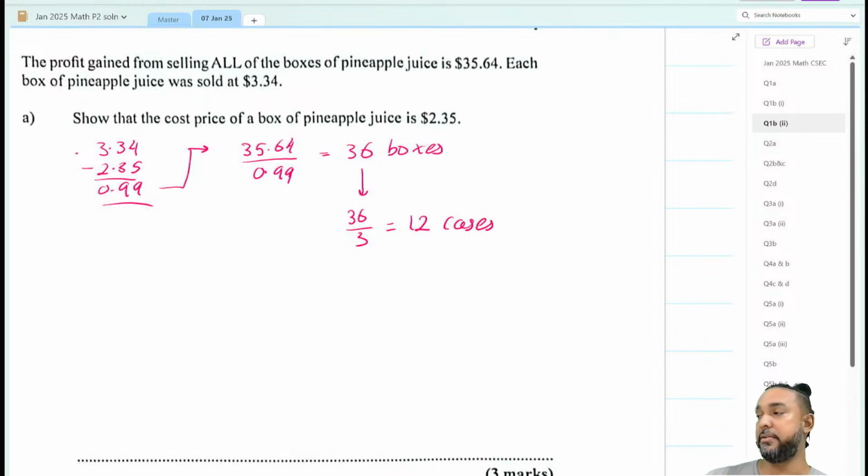Because remember in the first part of the question, we saw that each case only had 3 boxes of pineapple juice. So again, the question that they asked could not be answered due to a lack of information. So this is what I chose to do. Again, if you realize there's an error in the question, which should not be your responsibility, I know what could happen is it could panic people.